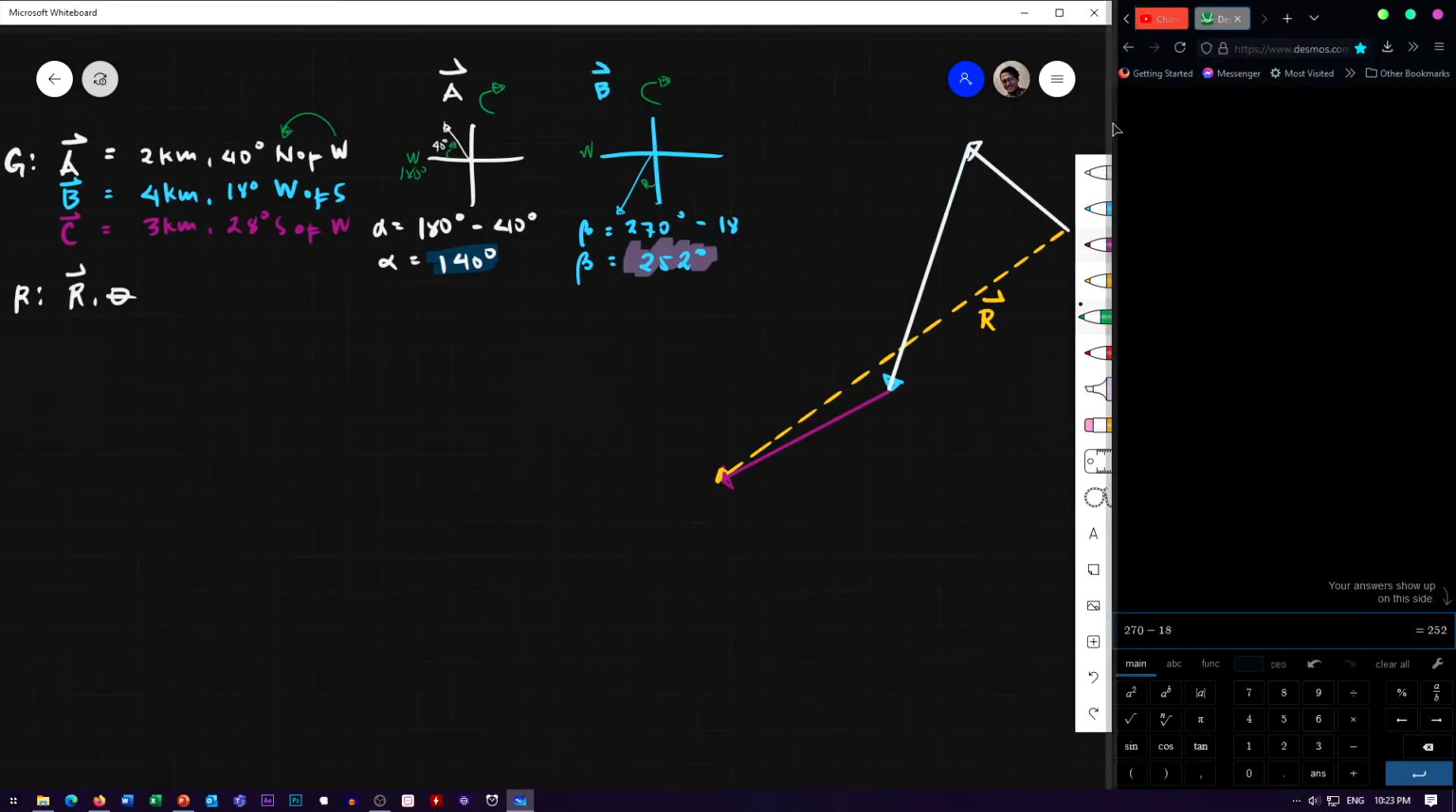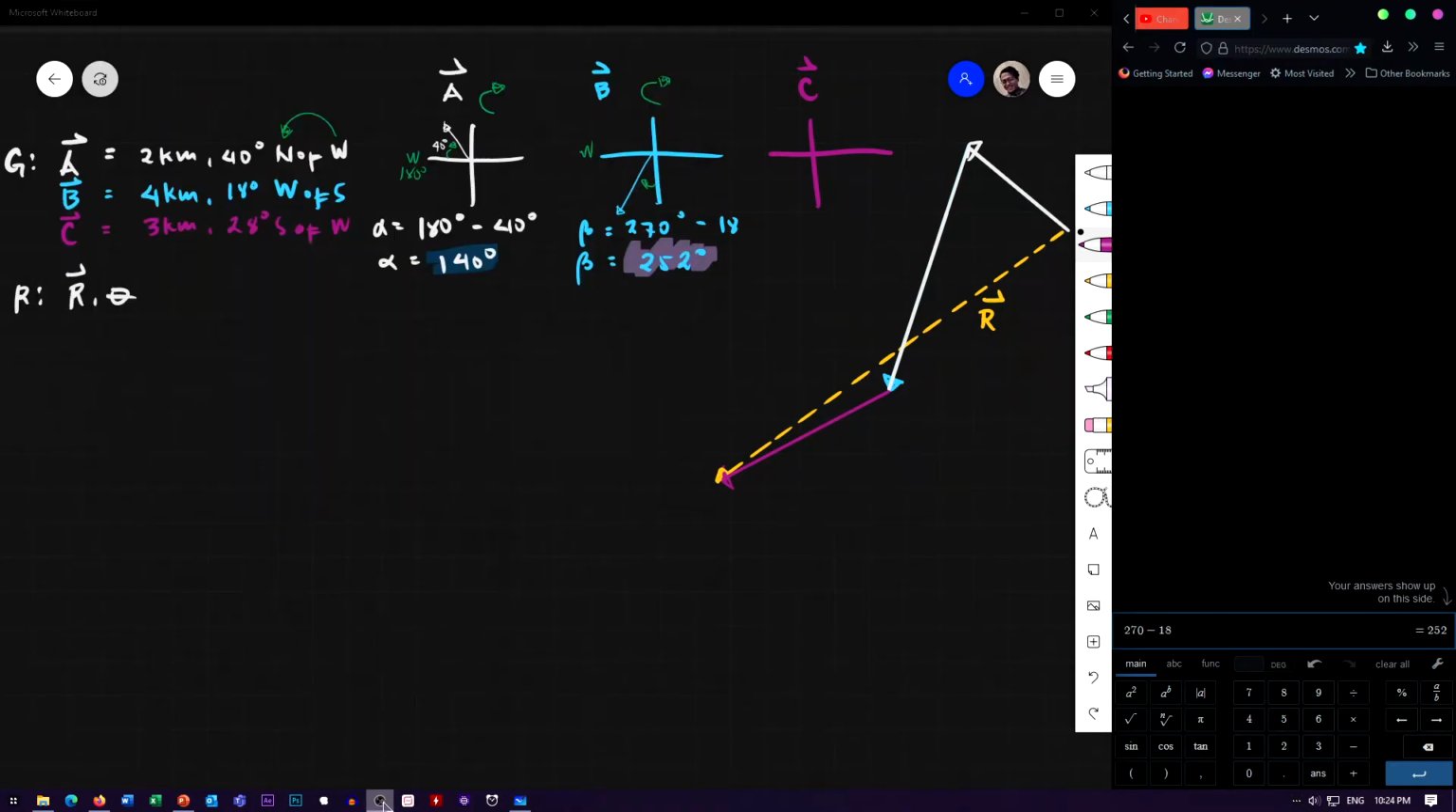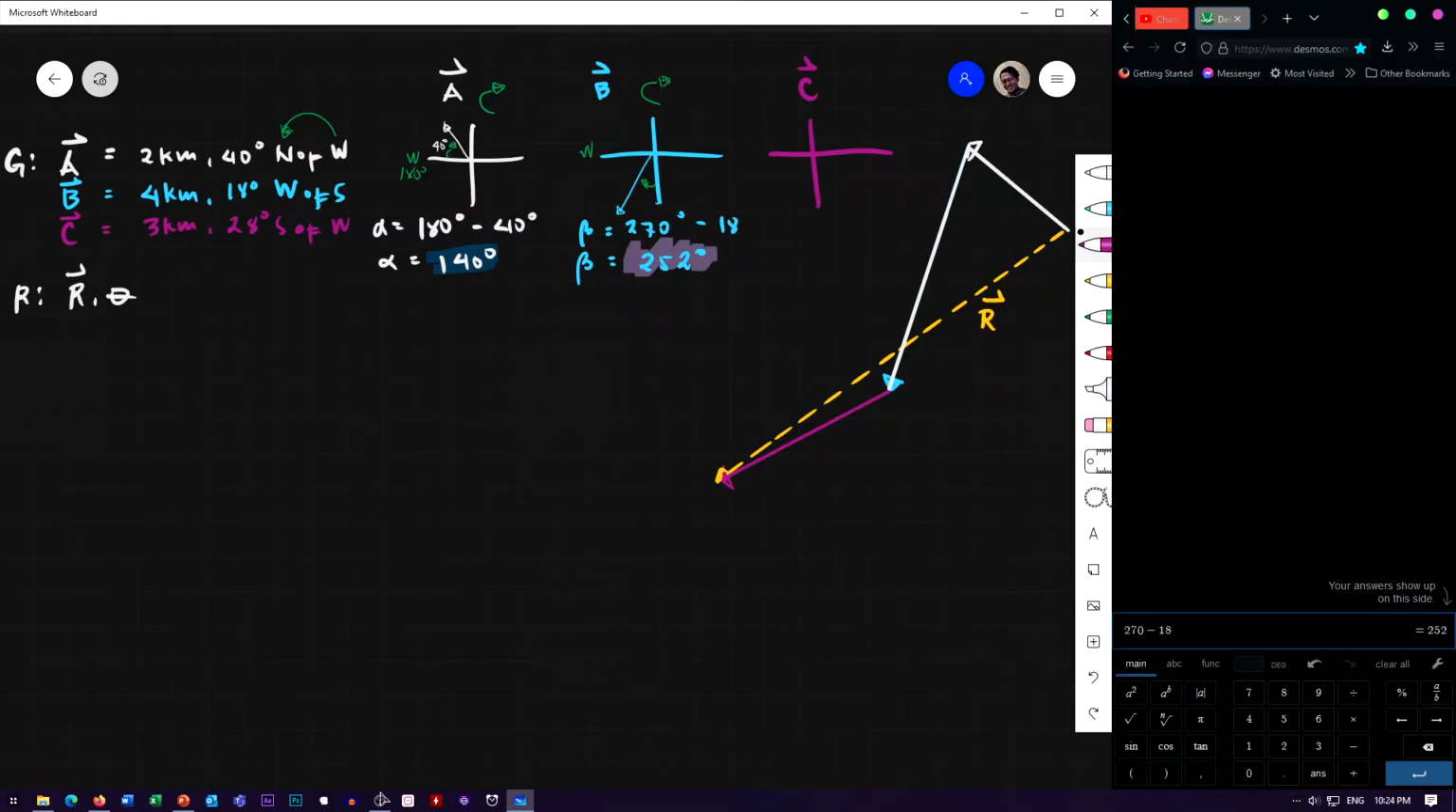Okay, so let's now have vector C. So this is our Cartesian plane for vector C. So this is 3 kilometers, 28 degrees south of west. Okay, so we're going to start from west, going to the south. So it's the reverse of what we did earlier. All right, so it's going to this direction. Okay, so this time it will be counterclockwise.